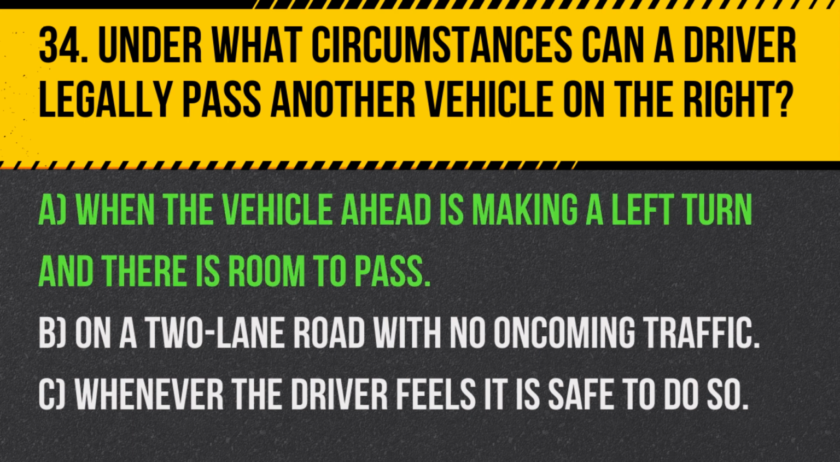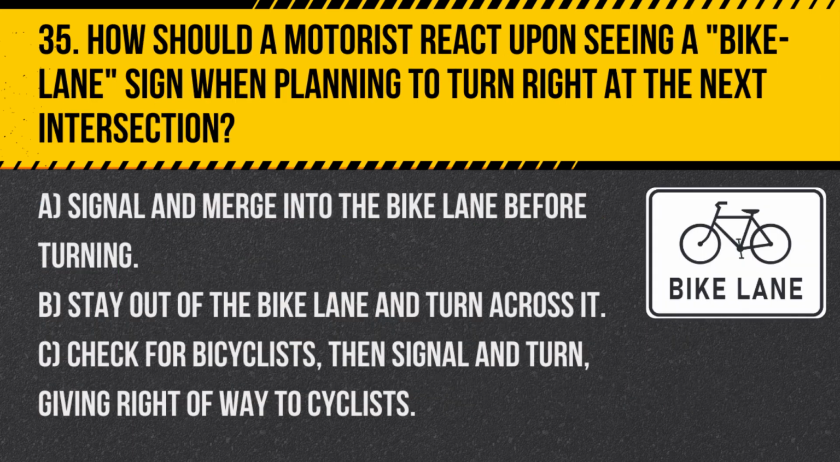Answer: A. When the vehicle ahead is making a left turn and there is room to pass. This is a situation where passing on the right is permitted by law. Question 35. How should a motorist react upon seeing a bike lane sign when planning to turn right at the next intersection? A. Signal and merge into the bike lane before turning.